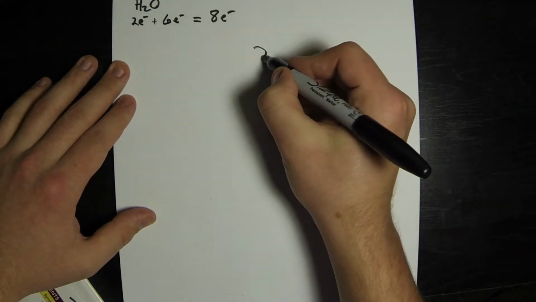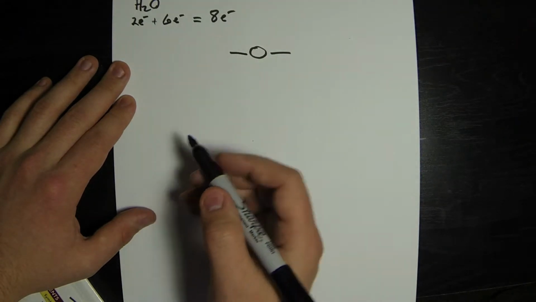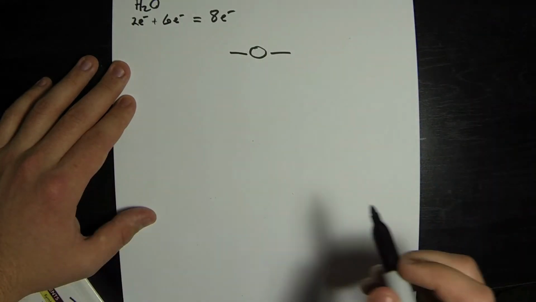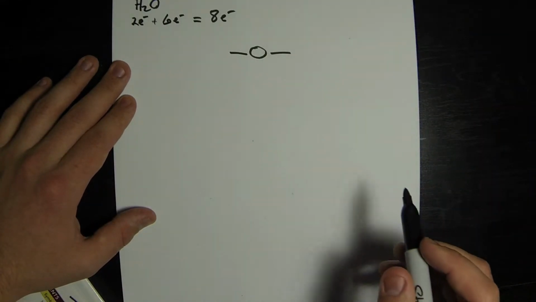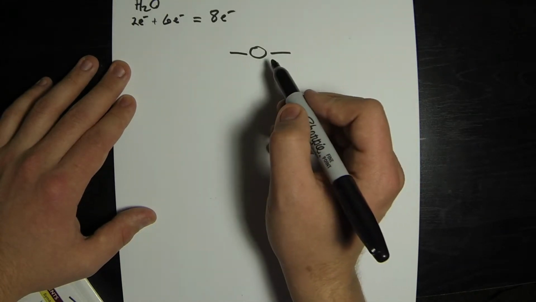So let's go ahead and draw that out then. And since we're drawing Lewis structures, it doesn't particularly matter at this moment how we draw them, because we don't know how the electrons are going to be distributed. So it's going to be linear.